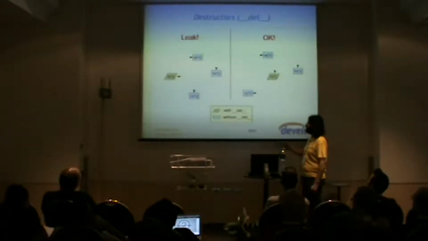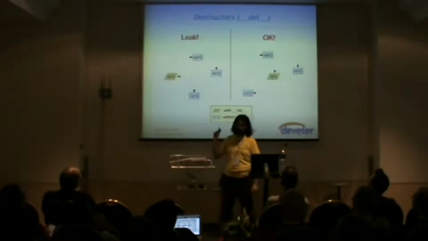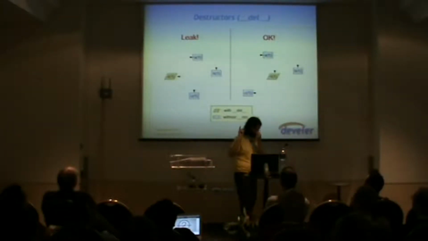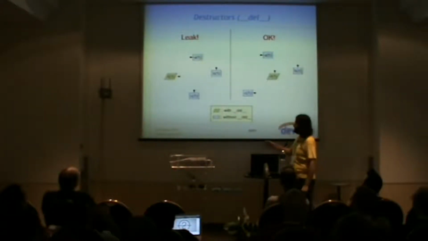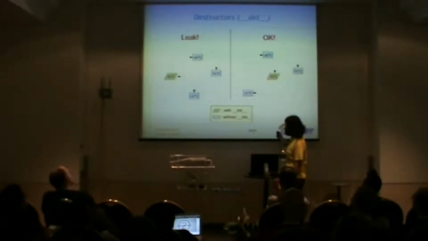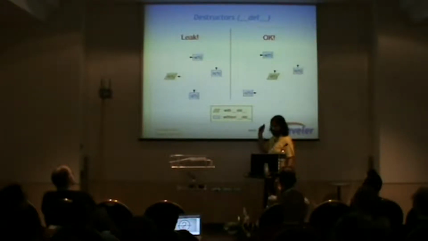So basically, if you have a cycle, this green stuff are the objects with the finalizer. The blue ones don't have any finalizer. So if you have a cycle like this, you have a leak. But if you have a cycle like this, you don't have a leak.